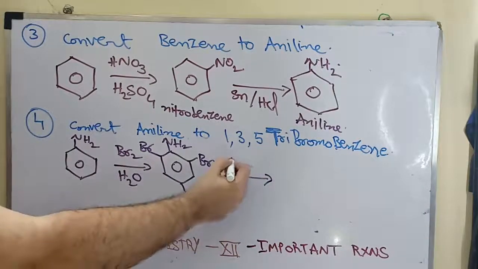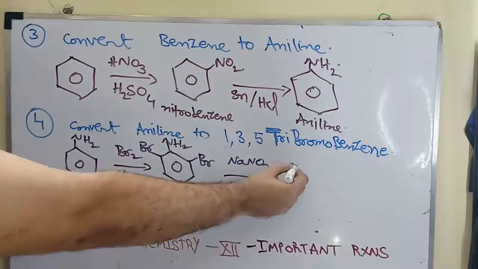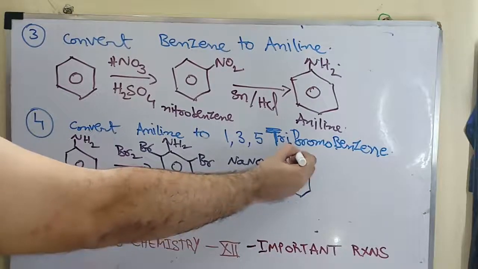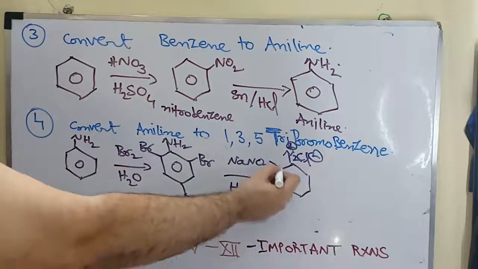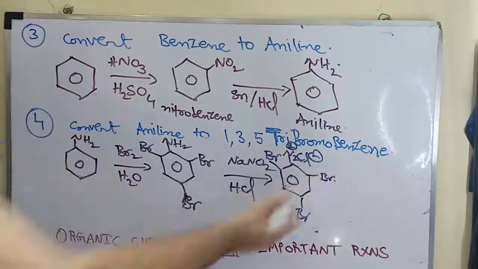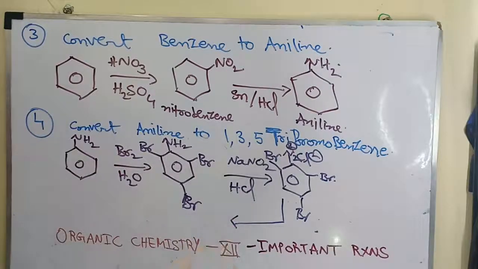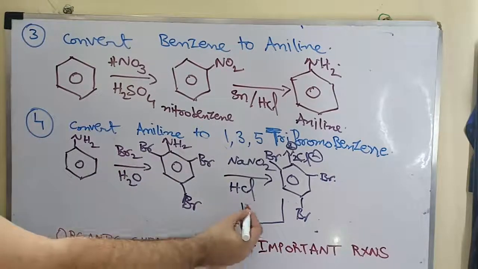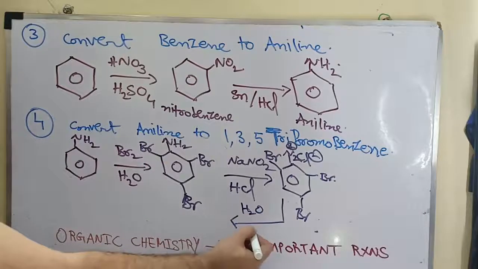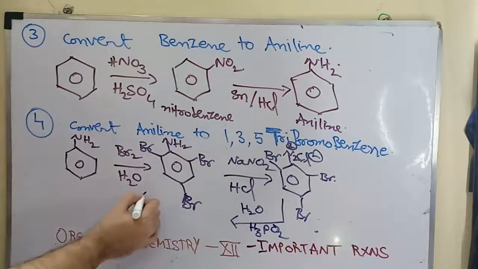And then what we do is treat with NaNO2/HCl, which will convert it into a diazonium salt. So you get N2 plus and Cl minus, and the three bromines. These three are there. And this diazonium salt is again treated with water and H3PO2, we treat with this combination to get our required product.